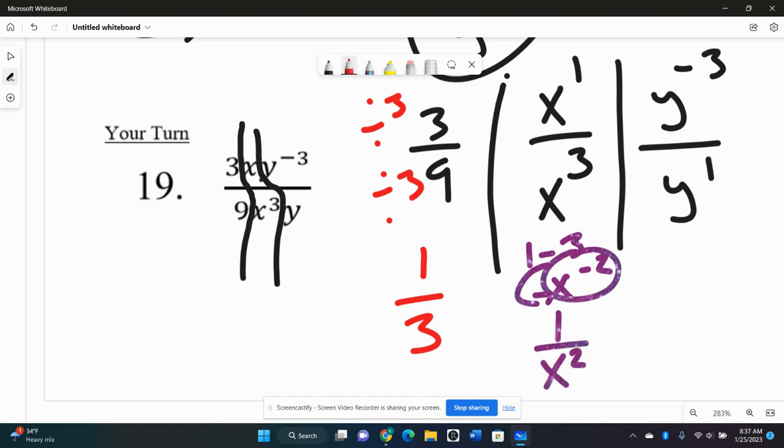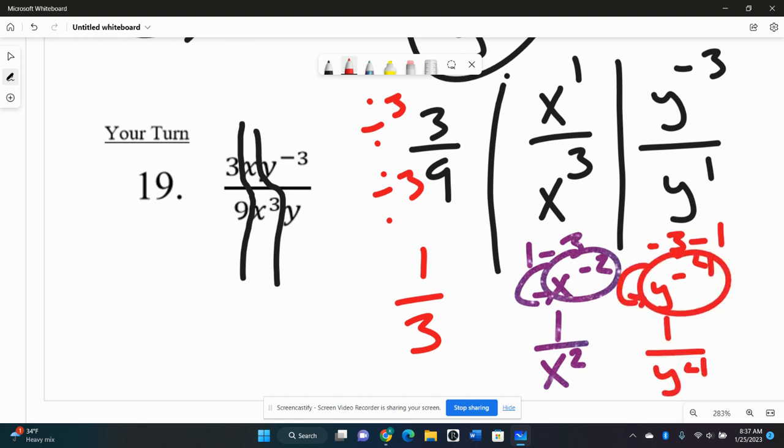Same thing for our y's. I'll do top minus bottom. So negative 3 minus 1 gives me y to the negative 4. Same idea. I have to flip it. 1 over y to the 4th.